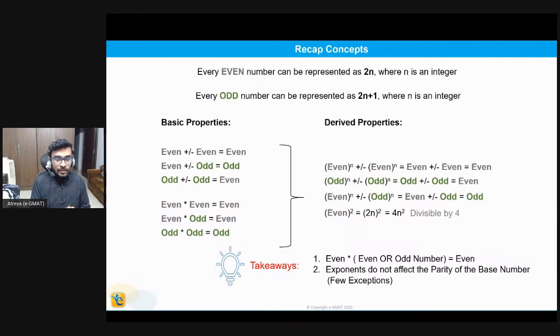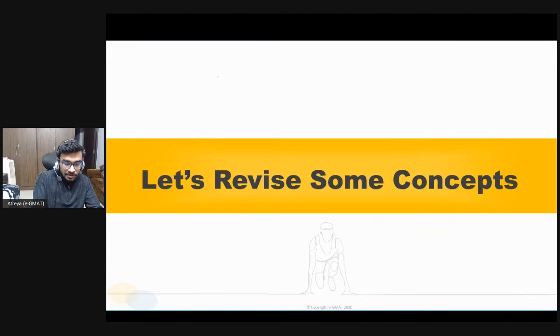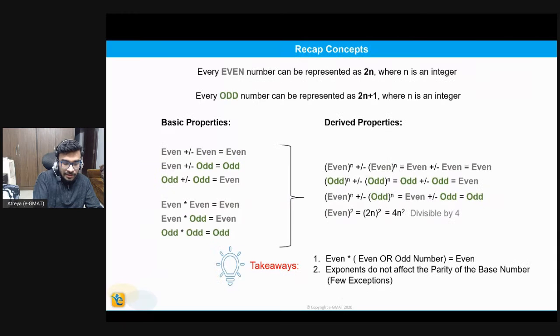odd. Right? First of all, there are two things that you need to remember throughout the entire journey when you read number properties. That is, for every even number, they can be represented in the form of 2n, where n is an integer. And for every odd number, they can be represented in the form of 2n plus 1, where n is an integer. These are the basic representations of an even and an odd number.